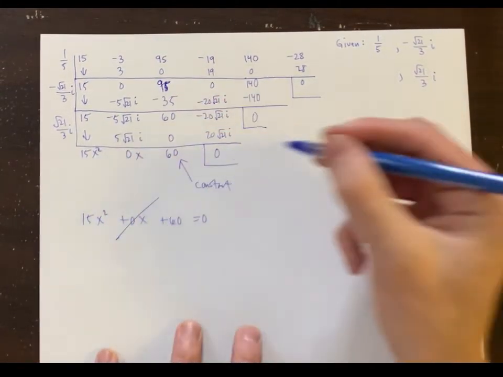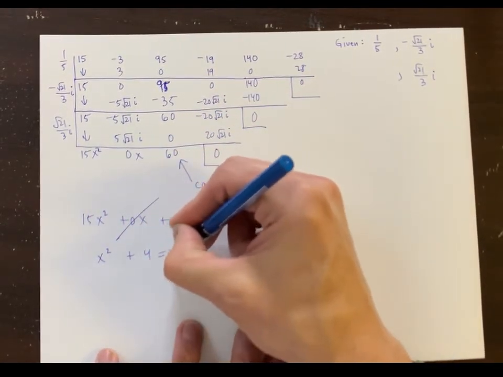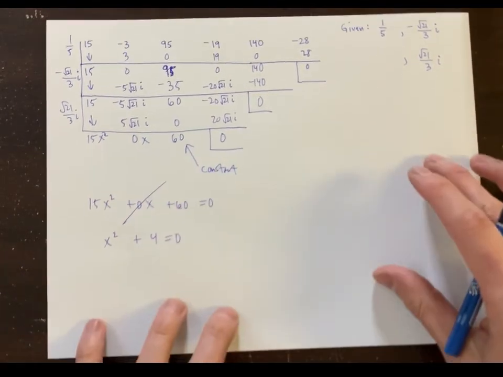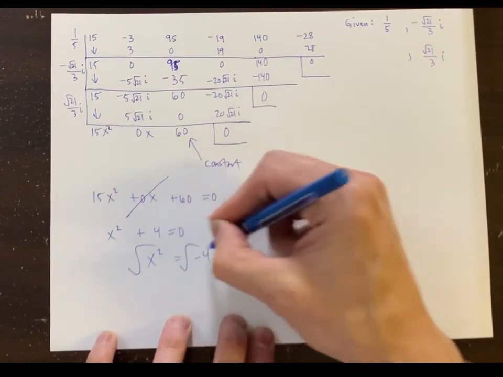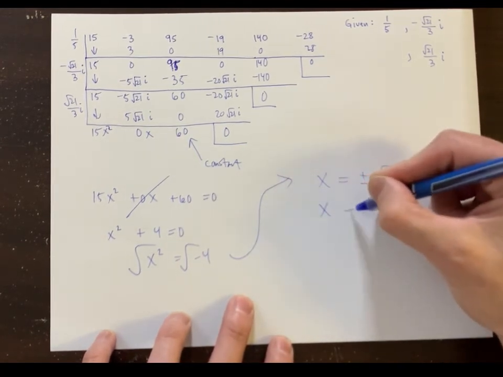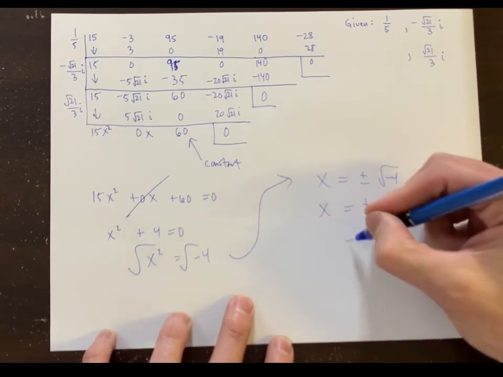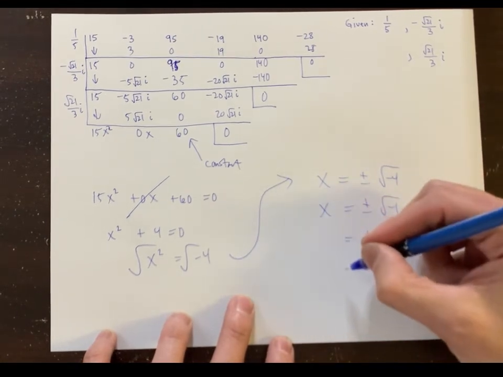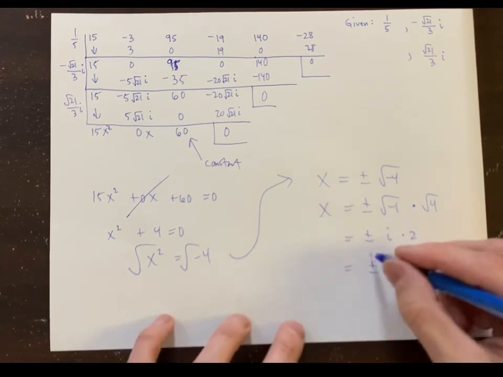I don't have to write the middle piece, and I can actually reduce by 15. When you reduce by 15, you're just dividing both sides by 15. 0 divided by 15 is still 0. And then subtract the 4. And then when you square root, you get plus or minus the square root of negative 4, which is plus or minus the square root of negative 1 times square root of 4, which is plus or minus i times 2, which is plus or minus 2i. So the missing answers were these guys here.